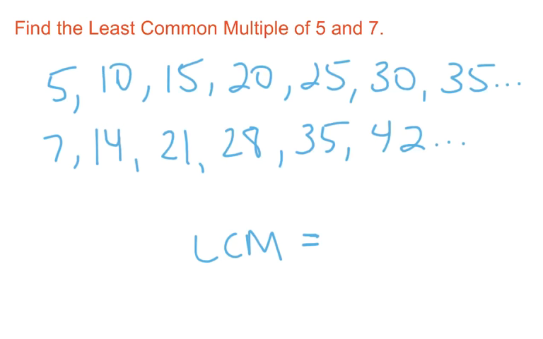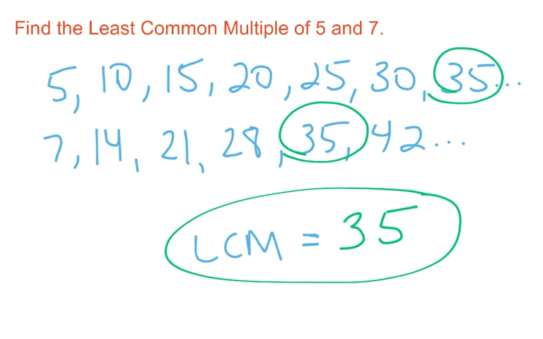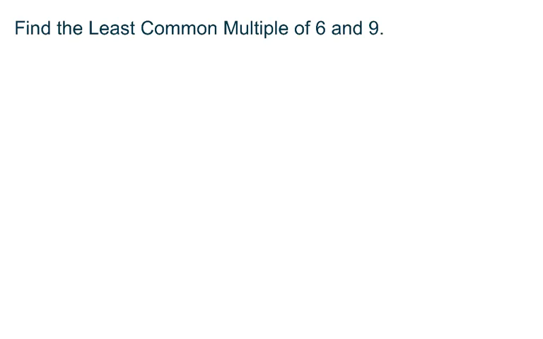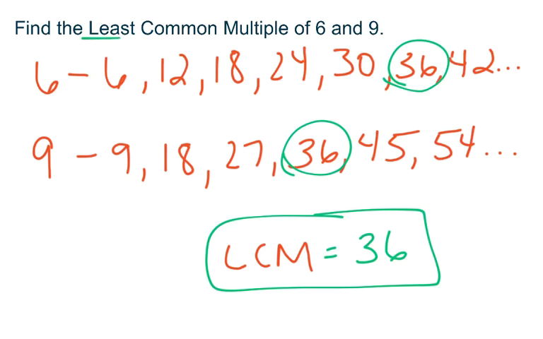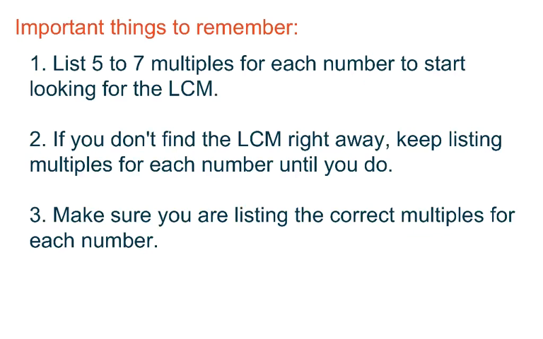So if you take a look at my list, I actually did have to go a little bit further than the first 5 multiples, especially with the number 5. But when I go through and compare my lists, I see that my LCM between 5 and 7 is going to be the number 35. All right, one final example that I would like you once again to try on your own. You're going to list the multiples of 6 and 9 and then compare your lists to find your LCM. In this particular example, the least common multiple, or the smallest number that 6 and 9 have in common, is 36.